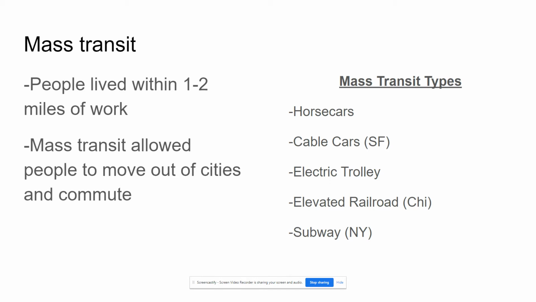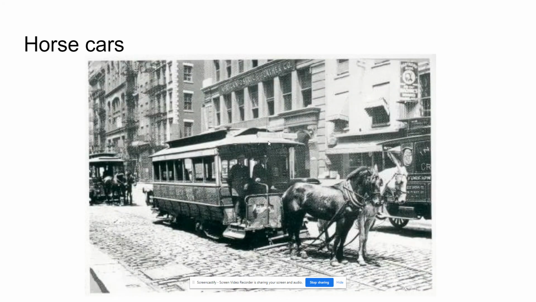The types, first off, you have horse cars, you've got cable cars, those were mainly in San Francisco. You have electric trolleys, those were all around. You had elevated railroads like in Chicago, and then you have a subway, and subways are pretty popular, the most common one being in New York City.